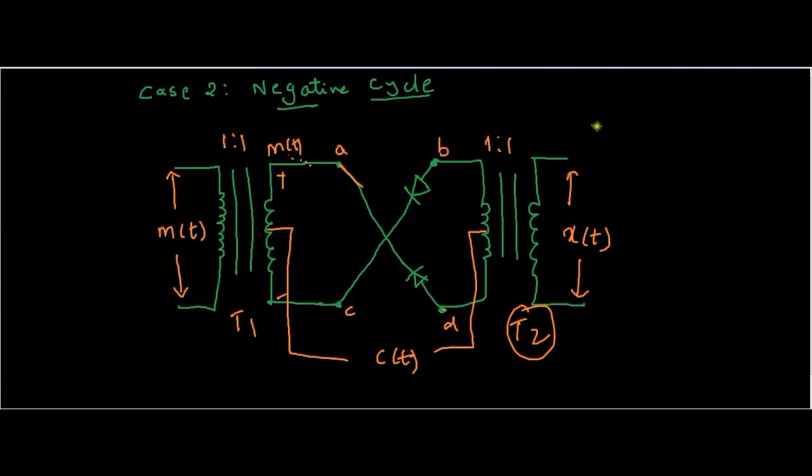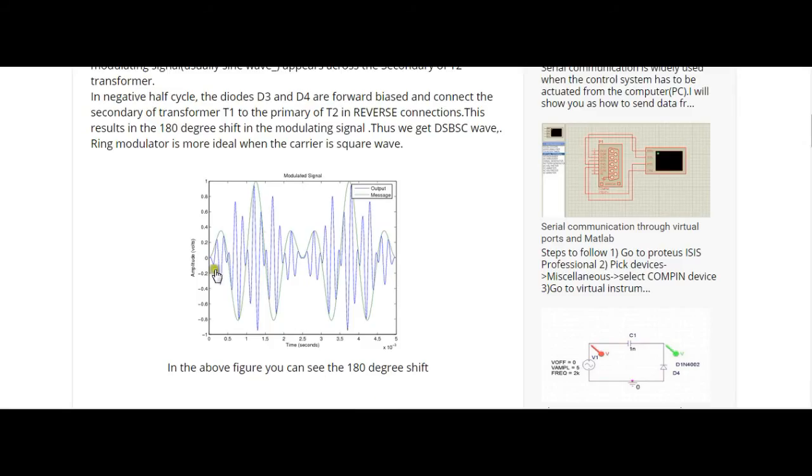So we can think of this as multiplying our message signal by -1. So this is nothing but the amplitude of carrier c(t). So x(t) will be m(t) into c(t) even in this case. However, our total modulated signal will be 180 degrees out of phase. That is, you can see this is our modulated signal.